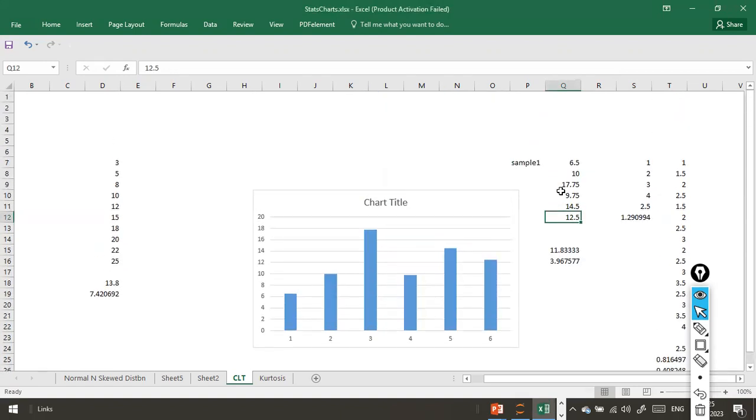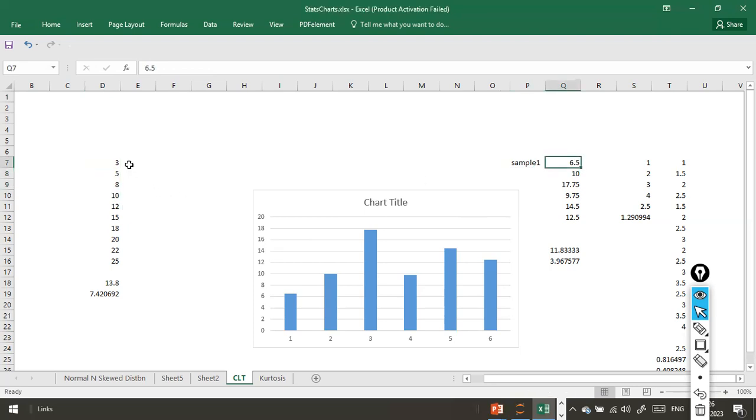In this example, I have taken a few samples. Here I have 3, 5, 8, 10, 12. What is the population mean here? The population mean is 13.8. Let's assume that this is my population data, and it comes close to 14. If I draw 3, 5, 8, 10, what is the average of this? We can see that the average is 6.5.